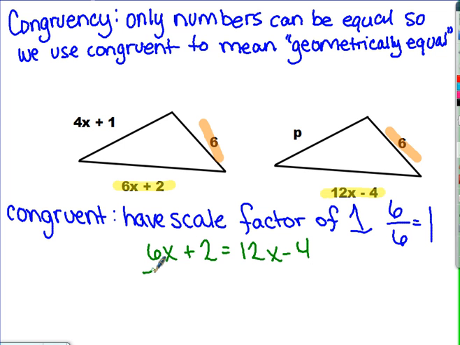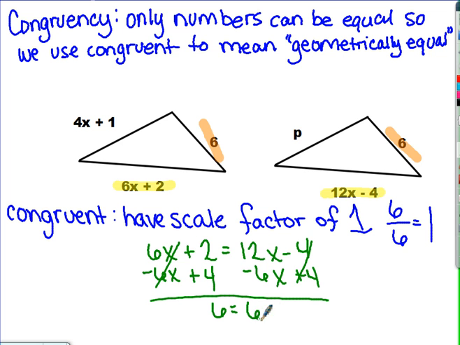So we're going to solve for x by subtracting 6x from both sides and by adding 4 to both sides. And we get 6 is equal to 6x, which means that x is equal to 1. All right, so we have solved for x. If we plug it back in, we're going to figure that both of these sides are equal. 6 times 1 is 6, plus 2 is 8. 12 times 1 is 12 minus 4, which is 8. Okay, so you will see that these sides are congruent.